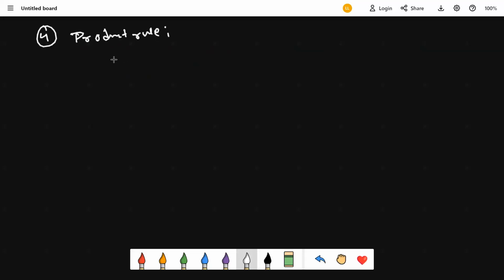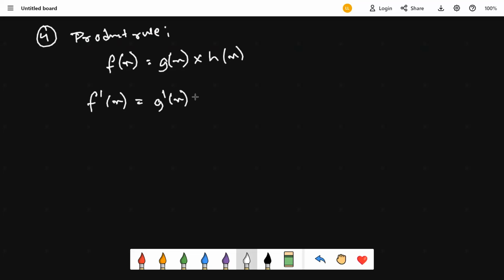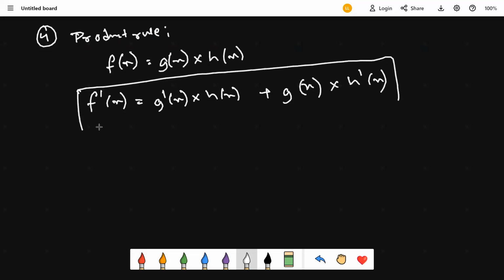So what does this product rule suggest? Now this product rule suggests if f of x is equal to g of x, this is a function, and it is multiplied with h of x, this is another function, they're the product of each other, then f prime of x is represented as g prime of x multiplied with h of x, addition, g of x multiplied with h prime of x. So this is our product rule.